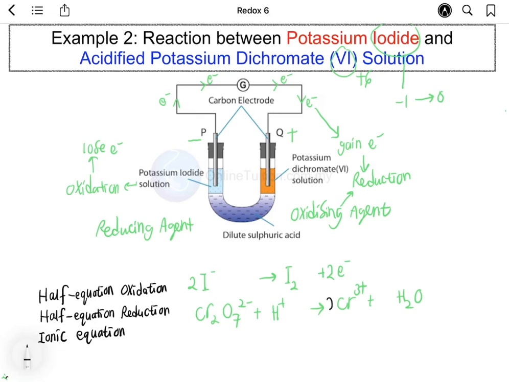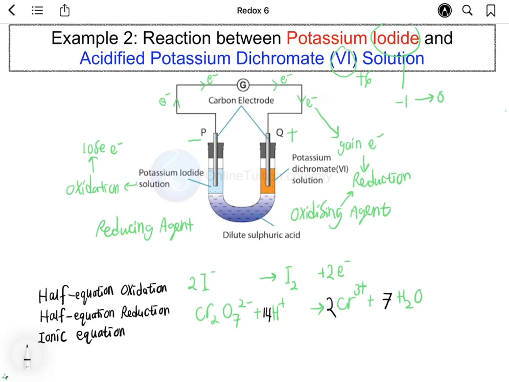There are 2 chromium in dichromate ion, but only 1 chromium on the product, so we add coefficient 2. There are 7 oxygen in the reactant, but only 1 oxygen in the product, so we add 7 coefficient in front of H2O. Now the hydrogen in the product becomes 14, 7 times 2, 14, but there's only 1 hydrogen in the reactant, so we add 14 coefficient in front of H plus ion. So now the atoms are balanced.